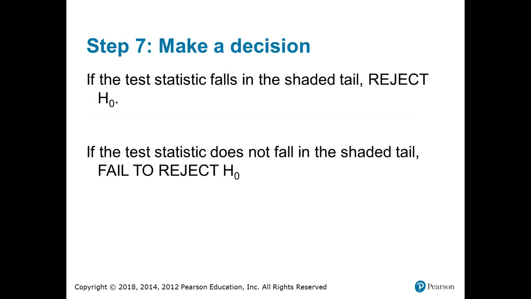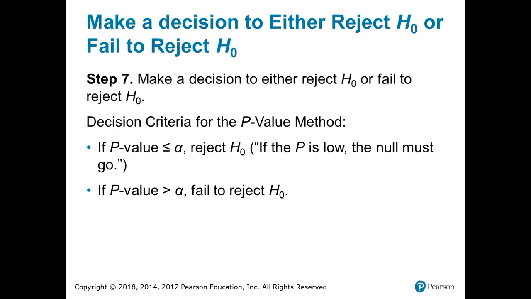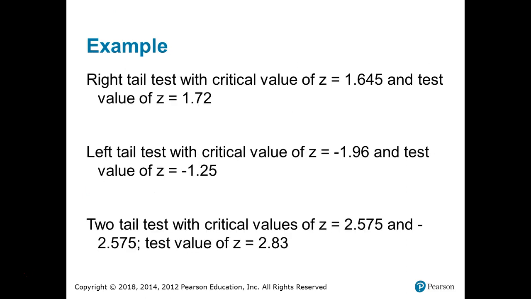Step 7, if the test statistic falls in the shaded region, you are going to reject the null hypothesis. If the test statistic does not fall in the shaded region, then we fail to reject the null hypothesis. So to continue with that, if the p-value is less than or equal to alpha, we will reject H0. Or as the saying goes, if the p is low, the null must go. I don't know, that's just what they told me is a common phrase. And if the p-value is greater than alpha, then we fail to reject the null hypothesis. Let's look at some examples.